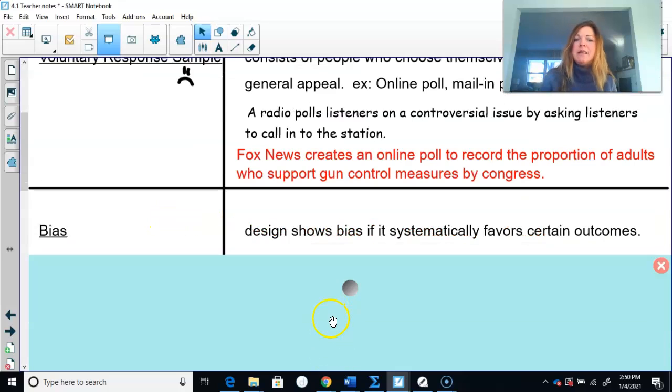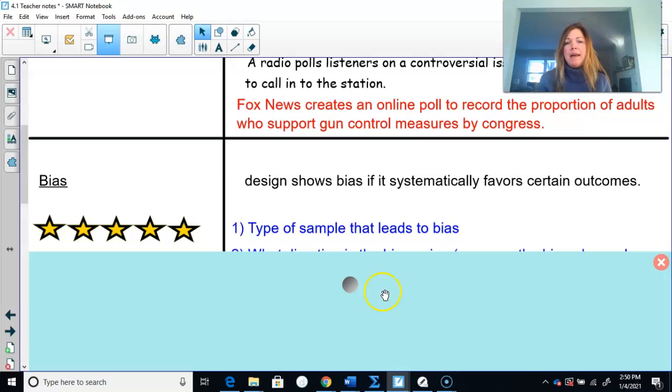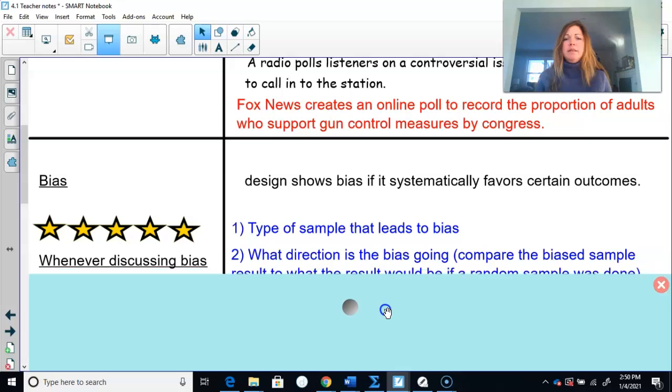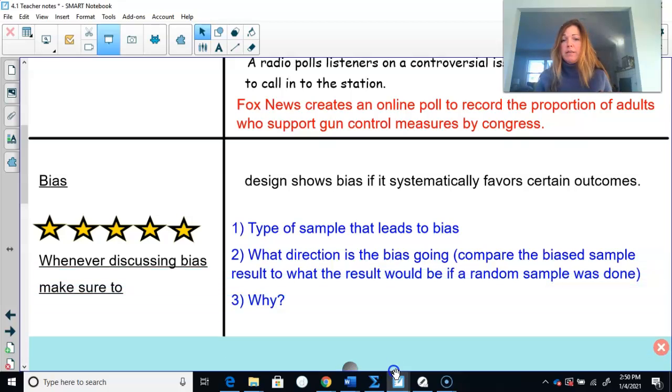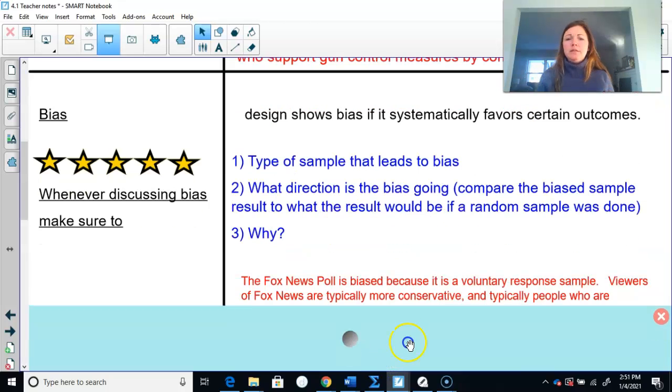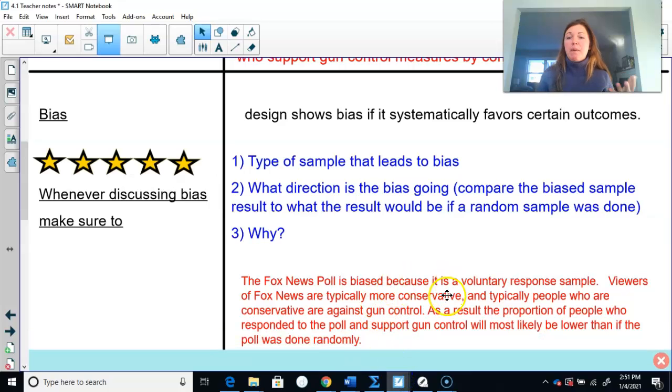What is bias? A design shows bias if it systematically favors certain outcomes. So there might be way more no's than normal or way more yeses than normal. When we talk about bias, we want to talk about the type of sample that leads to bias, what direction the bias is going as well, and why. So for example, with this Fox News one, we say the Fox News poll is biased because it is a voluntary response sample. That's the type of sample that leads to bias.